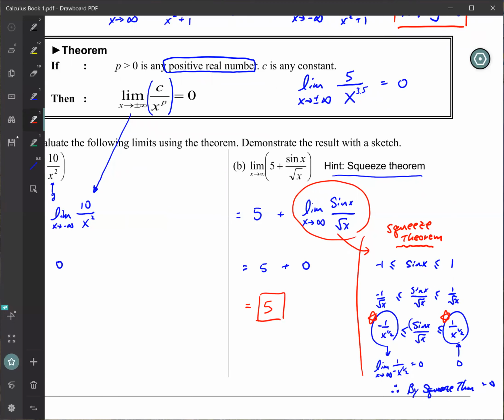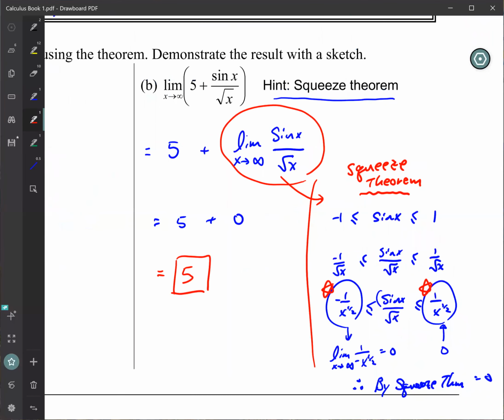Okay, does anyone have a question about any step here? Because half of you did not raise your hand, so I don't know if you have questions.